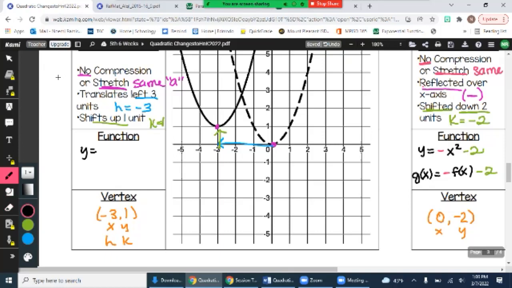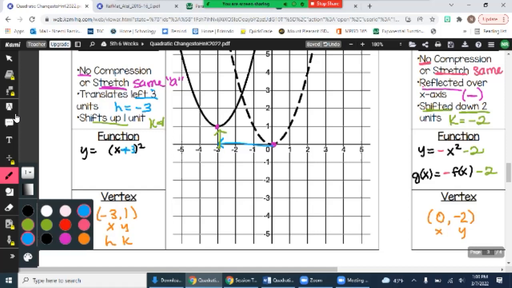So let's write this in y equals form first: y = -(x - h)². We said that A stays the same, so I'm not going to put anything in the front. What number do we insert into the middle? 3. Now, because the 3 brings in its own negative, it's going to change it to a positive. And what do we put on the outside? 1. +1. It went up 1, so +1.